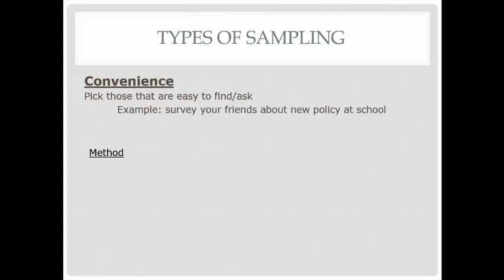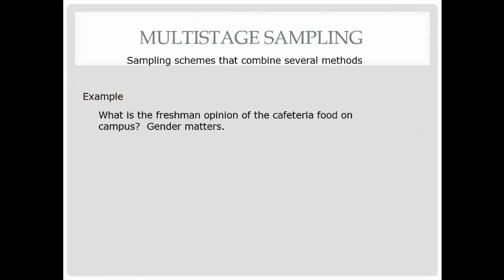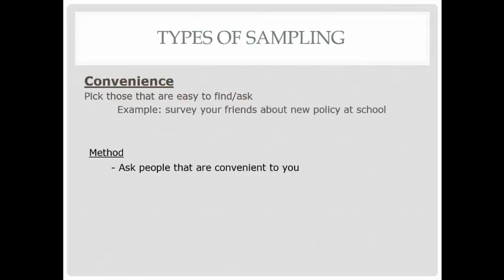Probably the worst type of sampling, but it gets done probably the most, is convenience. And that's just picking people that are easy to find. For example, ask your friends about a new policy at school, right? The problem there is typically when you're going for convenience, you're probably going to find people that are similar to you. So this is probably the worst type of sampling because, again, you're probably only going to end up finding people that are similar to you.